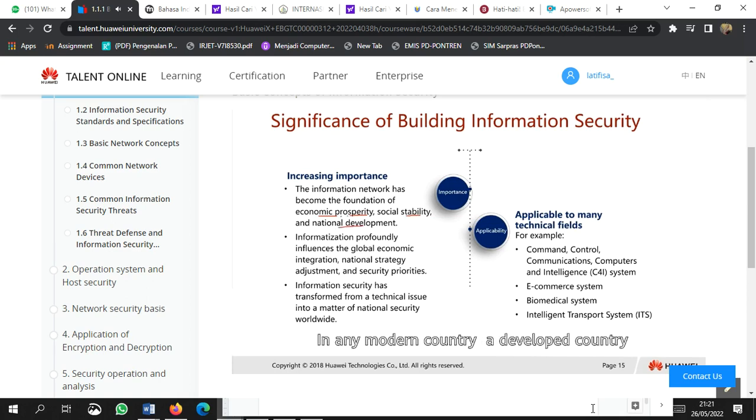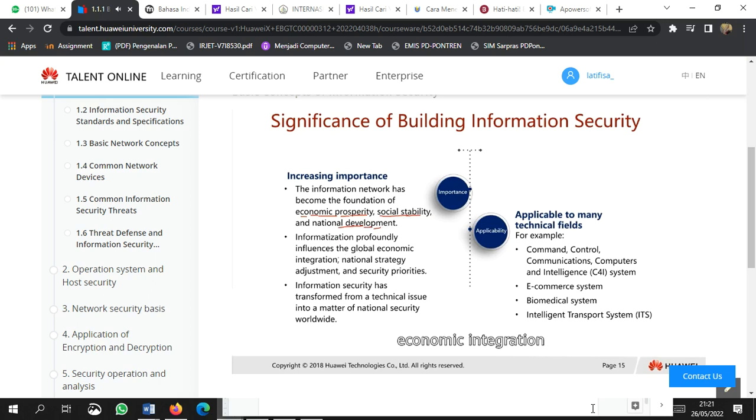I think this is absolutely true. Any modern country which is a developed country, you find that information technology is something which cannot be lacking, especially with the growth of the internet. Social stability is the same thing. We have so many social networks and news and things like that, and also national development. This is very important. These are the building blocks.